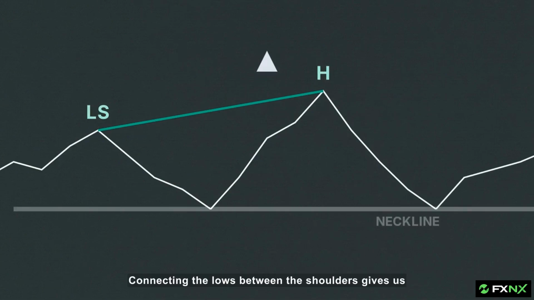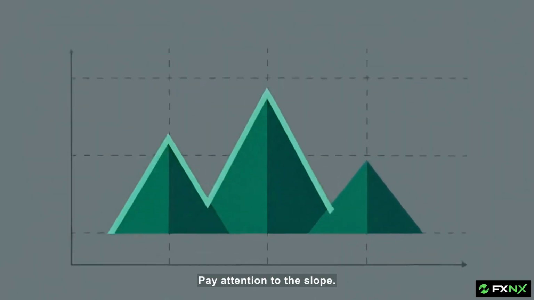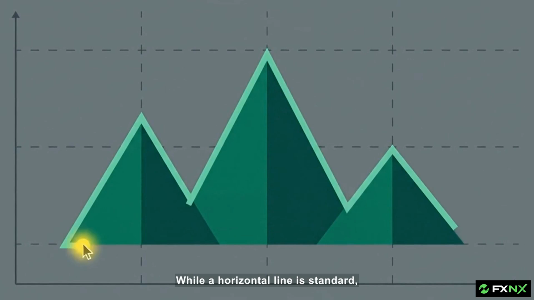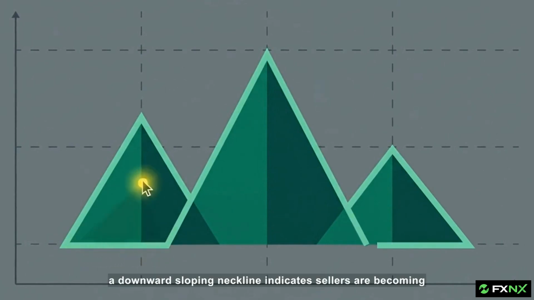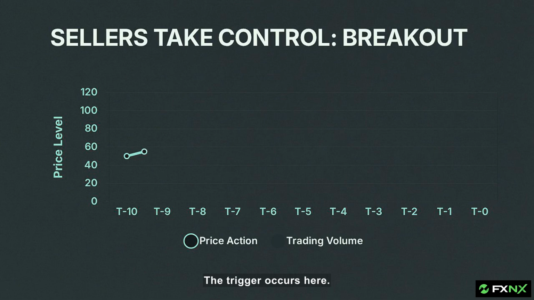Connecting the lows between the shoulders gives us the neckline. This is the absolute line in the sand for the current trend. Pay attention to the slope. While a horizontal line is standard, a downward sloping neckline indicates sellers are becoming aggressive even before the pattern is finished. The trigger occurs here.